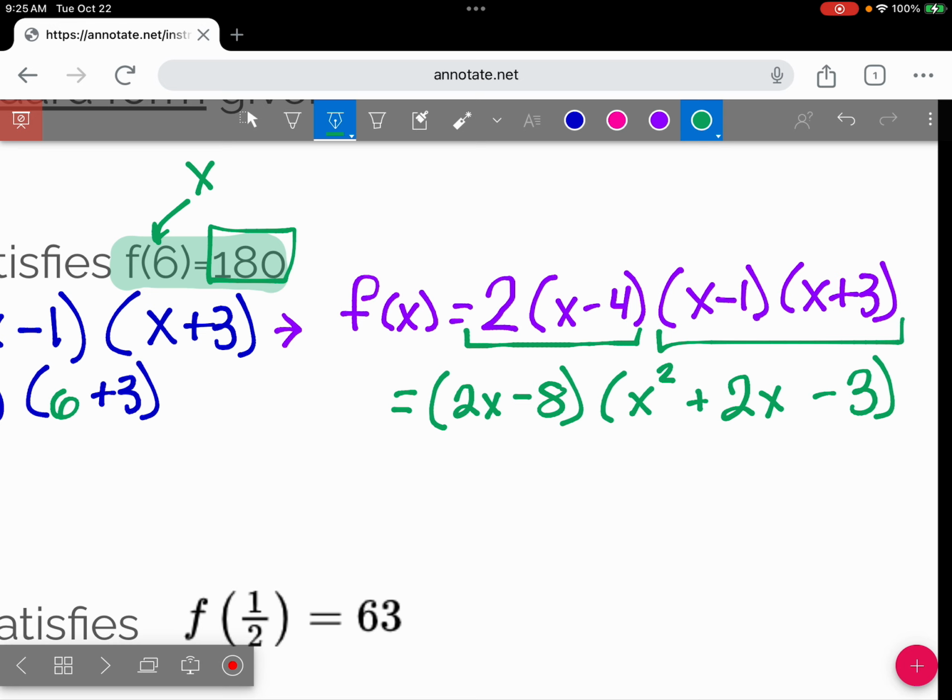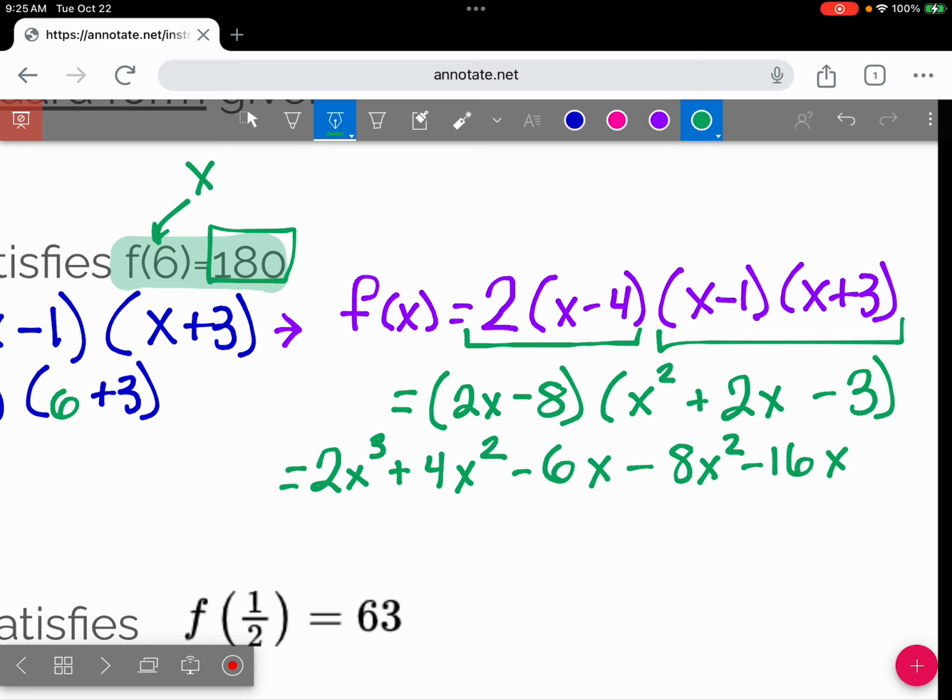Then we're going to multiply the whole thing out again. And this time I'm going to not combine terms at the same time because there's just too many pieces. So we're going to have our 2x cubed plus 4x squared minus 6x minus 8x squared minus 16x plus 24. Does everyone see where I got those from?